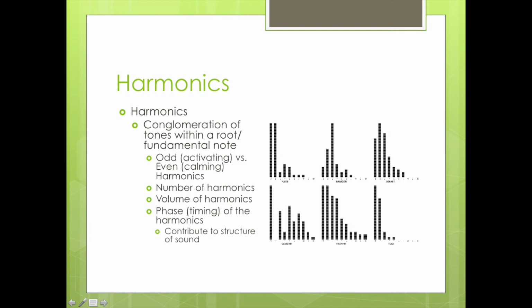Harmonics are a conglomeration of tones within a root or fundamental note. For example, flutes have a more clean, refined sound, therefore the harmonics will be less pronounced. And a trumpet will have a richer, fuller sound with more apparent harmonic interplays. So the more distortion that is added, the more saturated the tone becomes, and the more harmonics that are produced. We can work with these characteristics of sound to bring about certain effects.